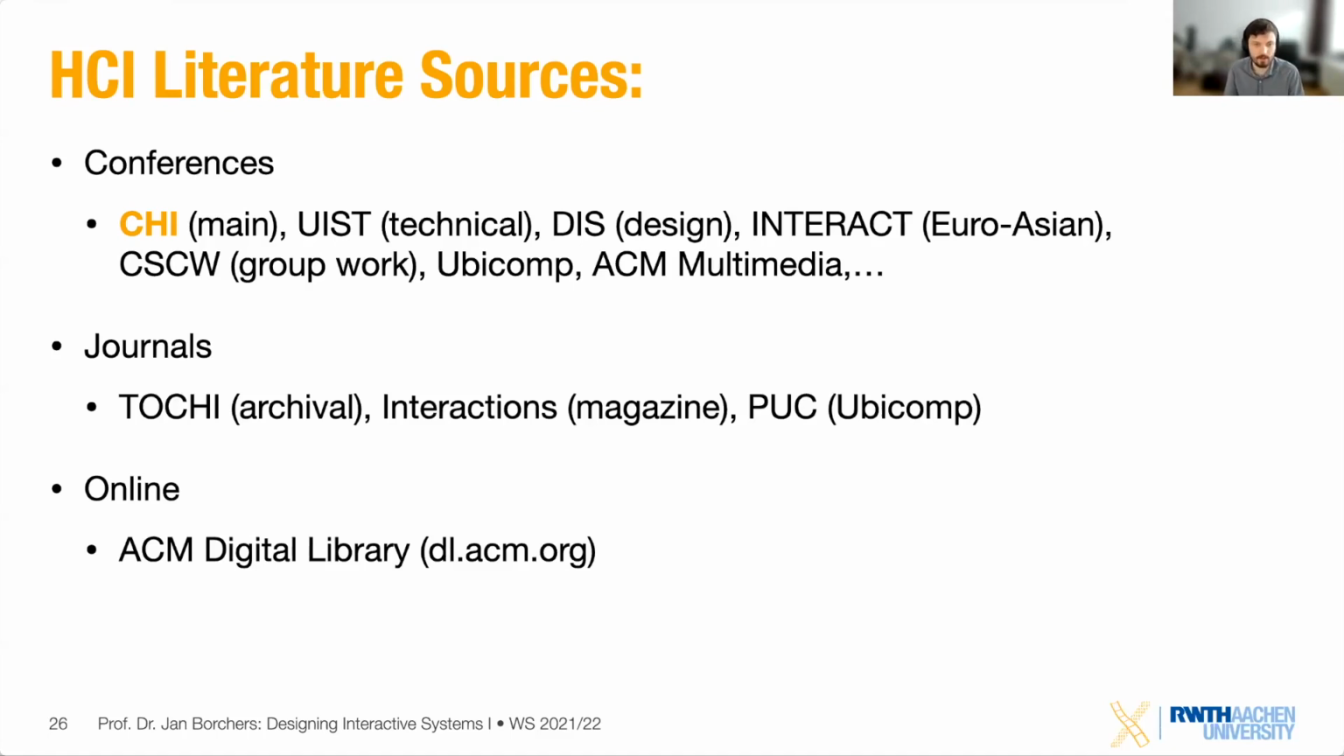On the other hand, there are also journals like the Tokai or the Interaction magazine or the Puck. Those are just sources you can have a look at. Many of the papers of the conferences, the journals and so on, you can find them on the ACM Digital Library online, which, by the way, you all should have access to if you are in the RWTH VPN. So if you are interested in some HCI literature, you can definitely have a look there and read what is happening at the moment.